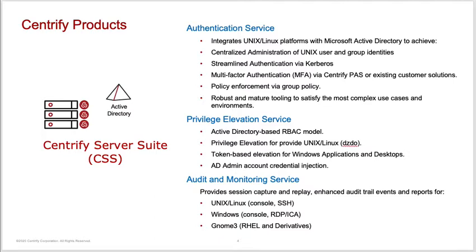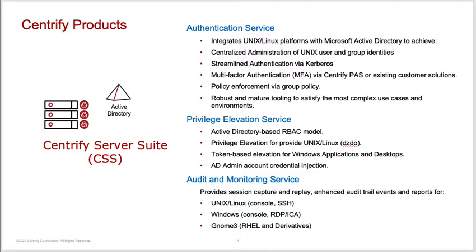It also provides an RBAC model called Direct Authorize that allows for privilege elevation in those platforms and Windows, as well as providing session capture, replay, enhanced audit trail, and reports for Unix, Linux console or SSH, or any other terminal access, Windows console, RDP, or Citrix access. And it recently also added session capture for GNOME 3 on RHEL platforms.